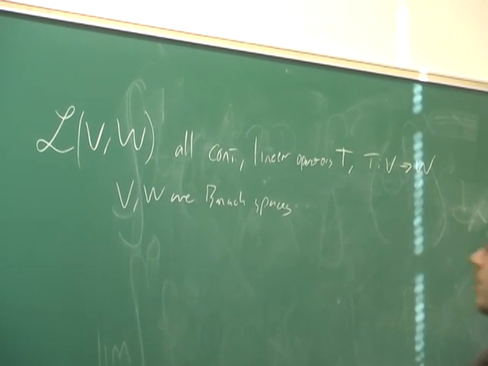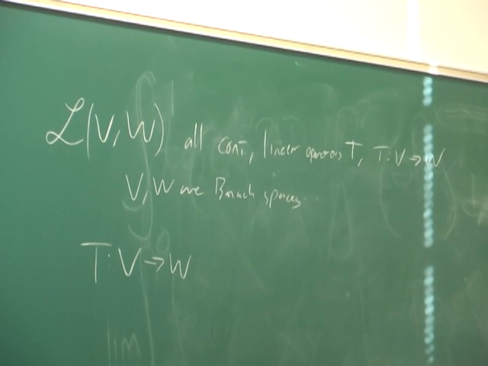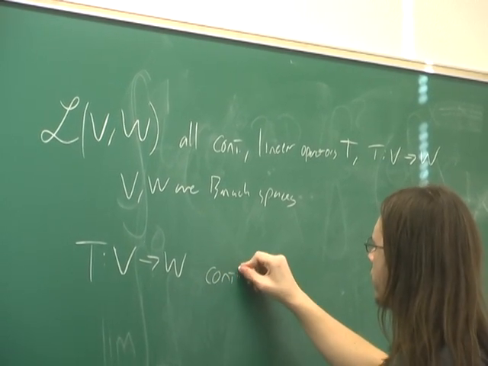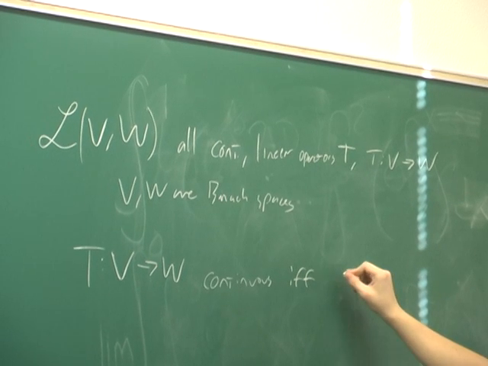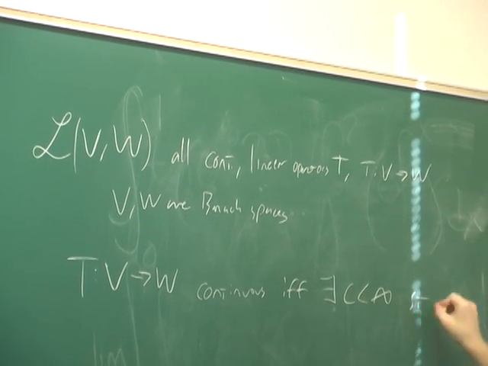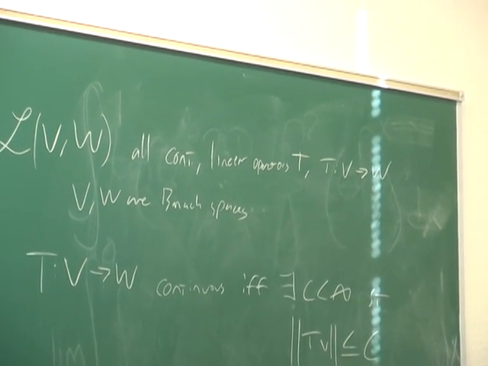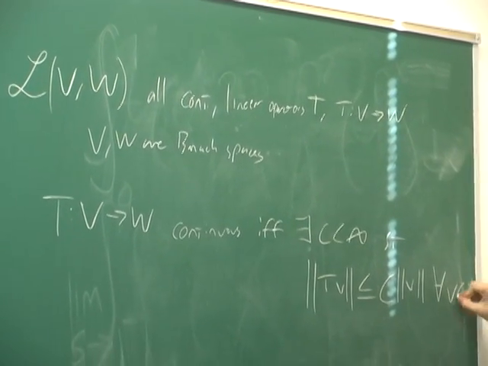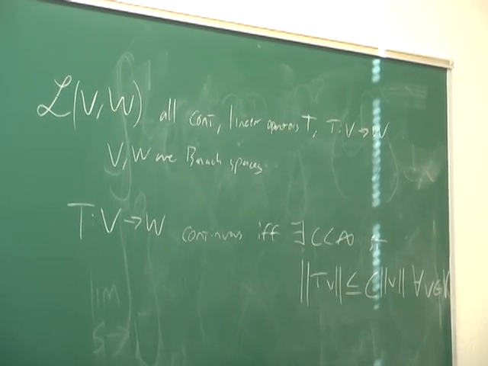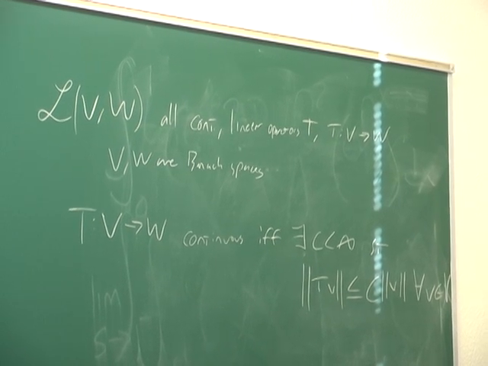then we can say that a map T in that set is continuous if and only if there exists a C less than infinity such that the norm of Tv is less than C times the norm of v, for all v in V. So it's called a bounded operator because an operator is continuous if and only if it is bounded.